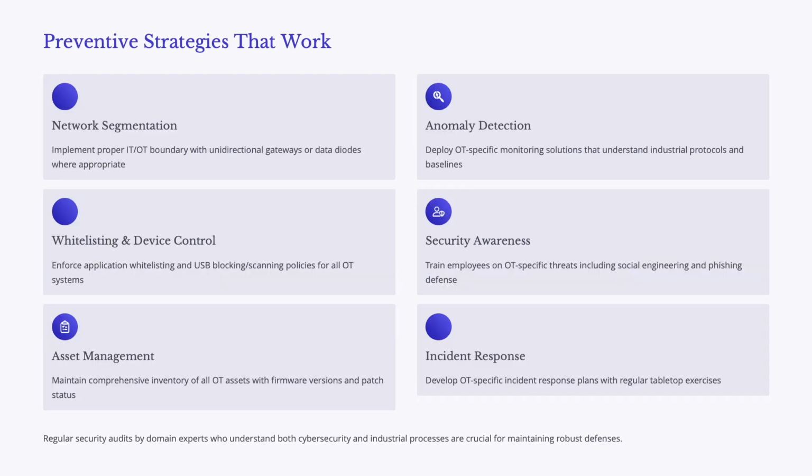Now, how do we fix this? Here are some proven strategies. Start with network segmentation. Separate your IT and OT networks. Use whitelisting and control device access, especially USB ports. Keep a full inventory of all assets, update whatever can be patched, and add anomaly-based threat detection. It can catch unusual behavior before damage is done. Train your employees to recognize phishing and social engineering, and above all, create an OT-specific incident response plan. These steps are affordable, practical, and they drastically reduce risk.